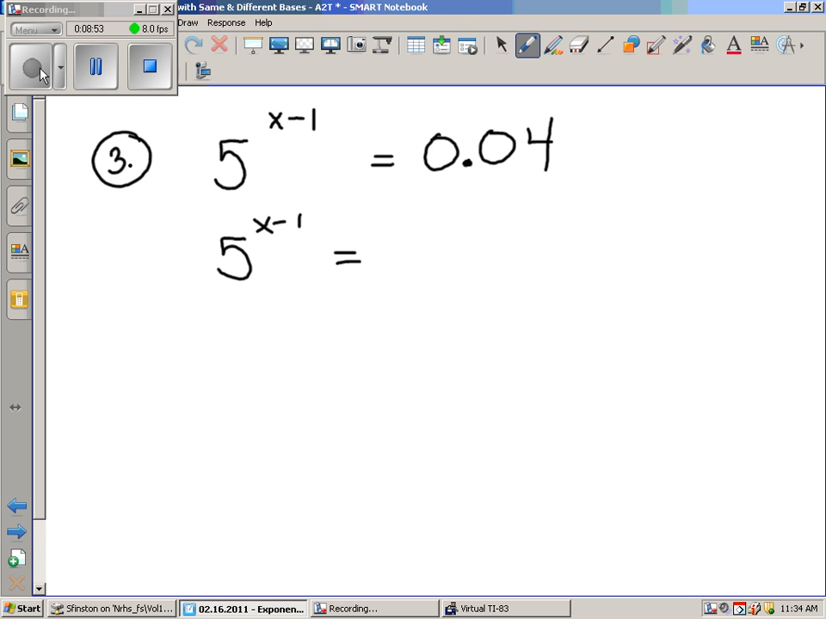We're going to do the same kind of stuff that we've been doing. Let's transform this decimal into a fraction. This is 4 over 100. That's also the same thing as saying, if you used your calculator, 1 over 25. And it's starting to move in the direction that we want it to go.